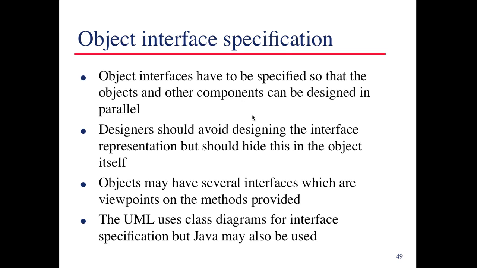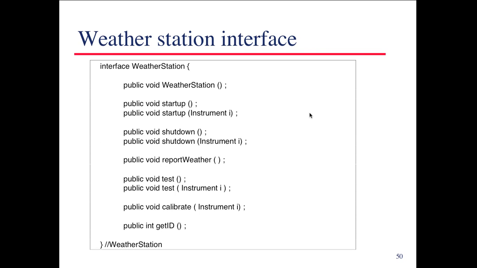We might have several different interfaces, which are viewpoints on the methods that are going to be provided, different access methods. And UML uses class diagrams for interface specifications, but Java may also be used as well. In fact, this is where we start writing code at this particular point. At the time we start looking at the interfaces, we're practically writing the templates for the classes. And here is an interface where we have interface weather station, and if you're in the object-oriented design class, this is giving you an interface example again. So I know some of you guys are in that class. So this is how the interfaces actually come into the design process.